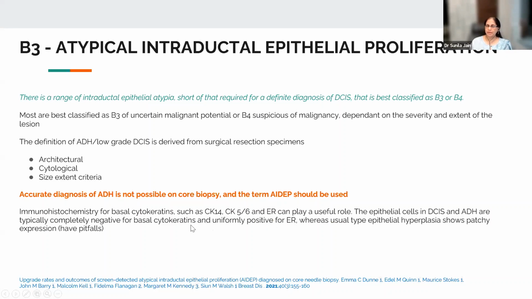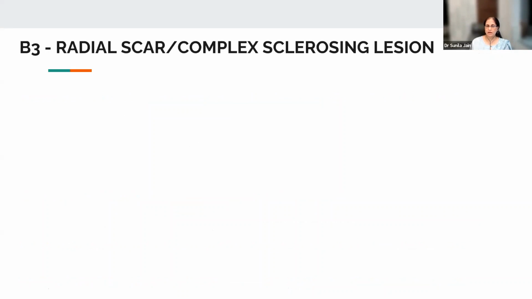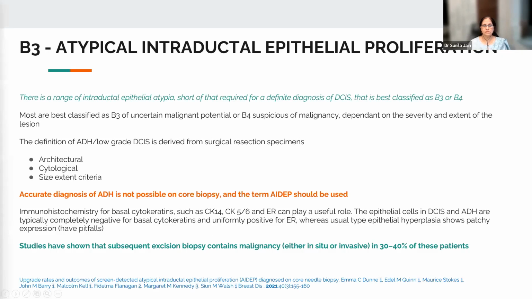Similarly, as I showed in the papillary lesions, the same panel of IHC markers will help in highlighting these areas of atypia. And it is important to know that whenever there is atypical intraductal epithelium, there is a chance of containing malignancy in the excision.